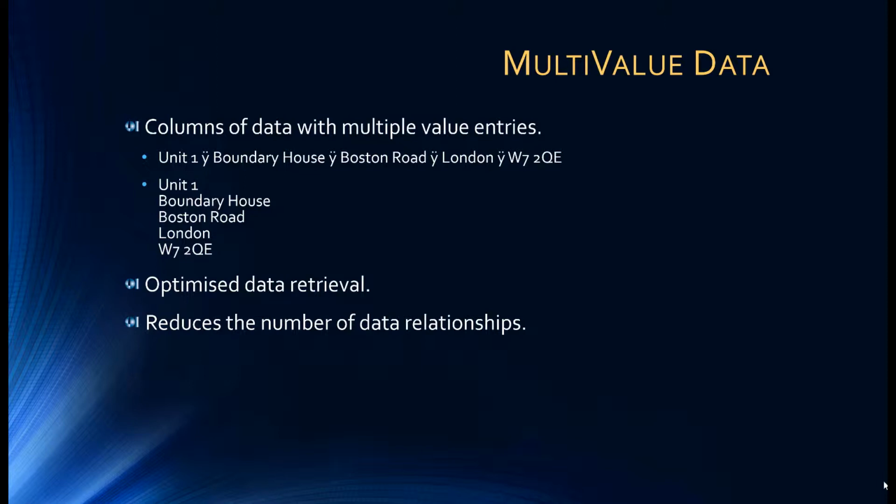So in practice, what you would do is you would probably have unit 1, boundary house, Boston Road, all under address, and then you might have town and postcode split out, but you don't need to. It's entirely up to you. And one of the other things that this does is it reduces the number of data relationships that you've got in your system, this multi-value data idea.